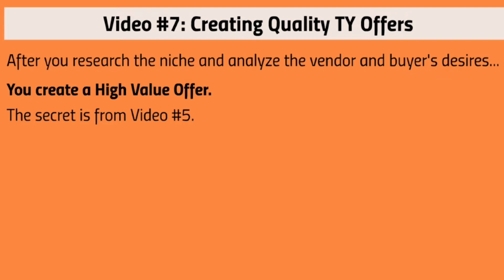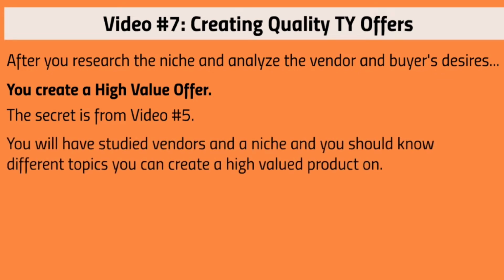So the secret is from video number 5, where we talk briefly about finding vendors to piggyback on. In doing so, we were able to study the vendors in a niche, and you should know different topics that you can create a high value product on. Remember, it's not about creating something that the vendor has already created. It's by creating something of high value that is not in direct competition, but is related in some fashion, whereas the vendor will actually say yes.